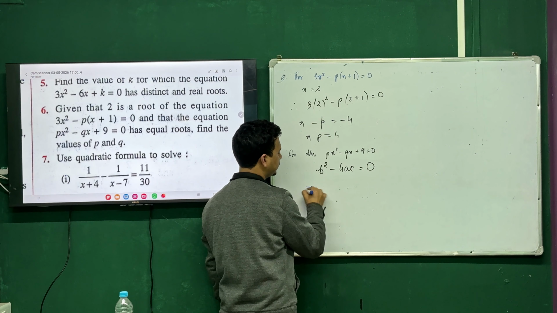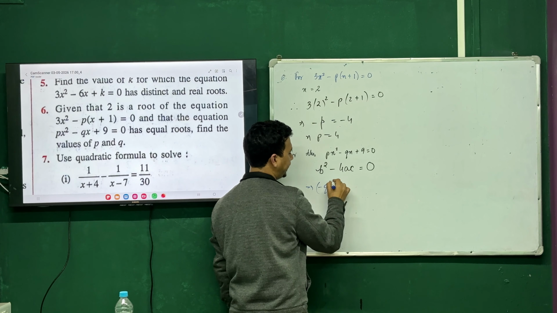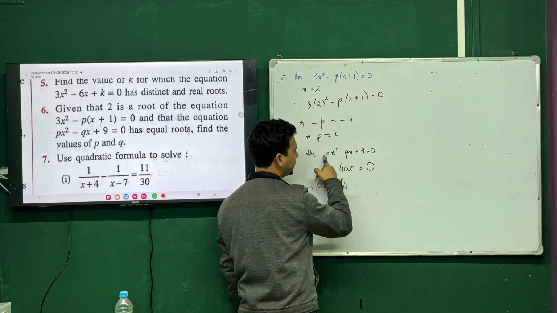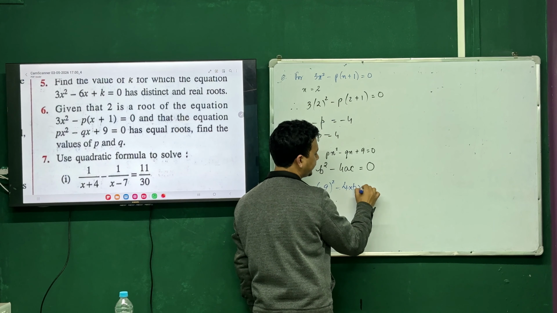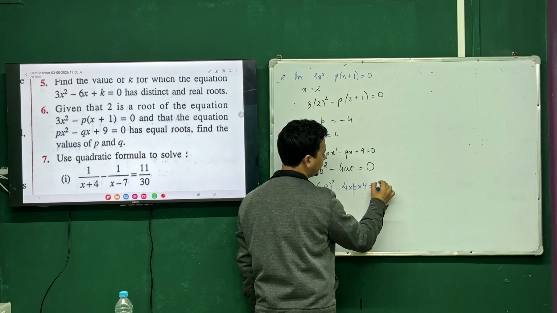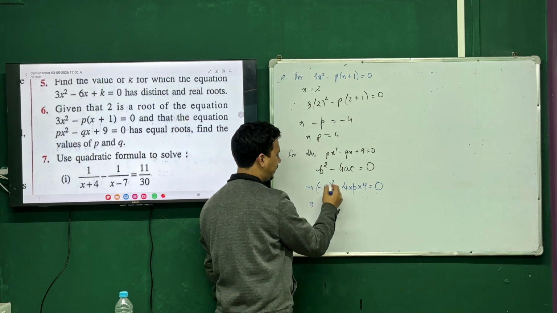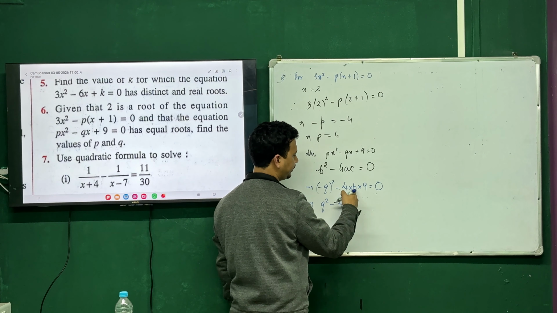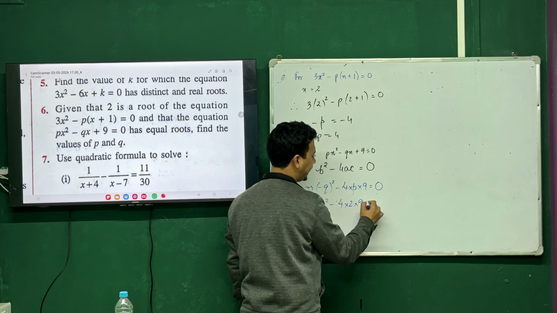Then let's substitute. So B is what? Minus Q. So minus Q whole thing square minus 4A. A is what? P. I'm going to write P for this line. And C is 9, equal to 0. Then here we get minus Q square is plus Q square minus 4P. But P is 4. So 4 into 4 into 9 is equal to 0.